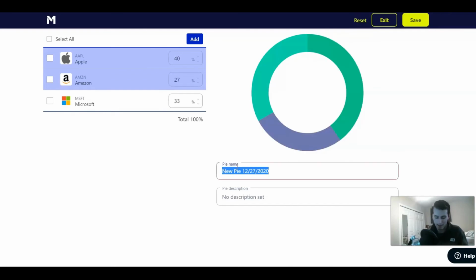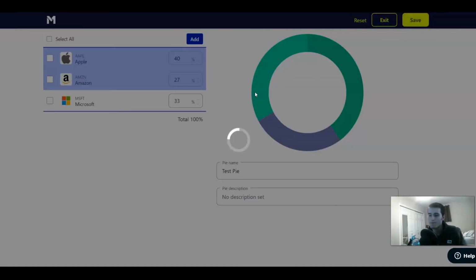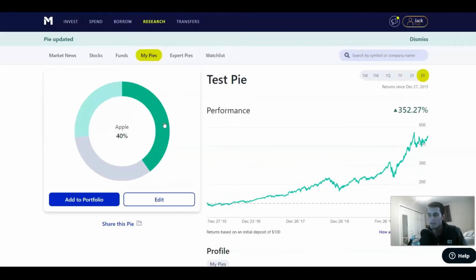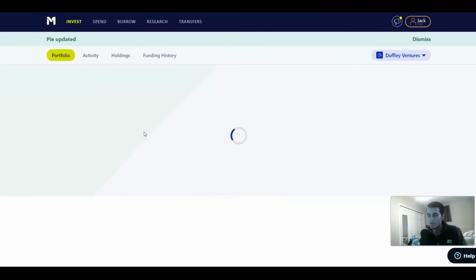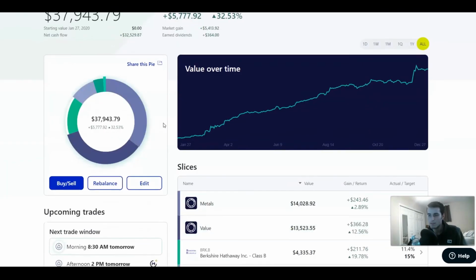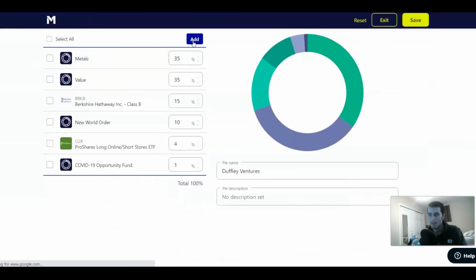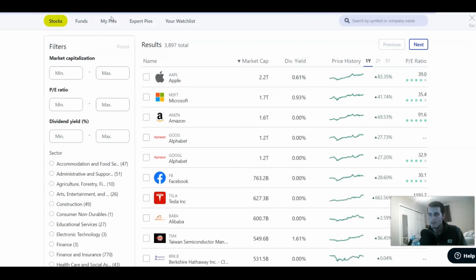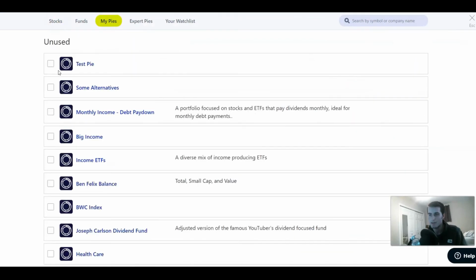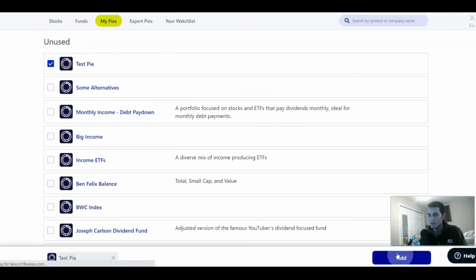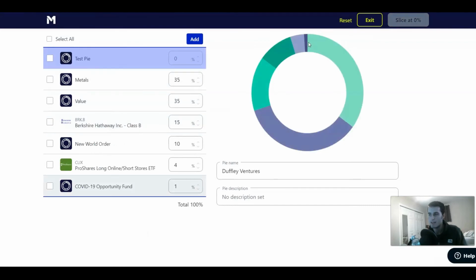I name this pie test pie, and then hit save. And then that pie is ready to go. And now what I can do is go back over to my investment account. You can see this is the original pie we were looking at earlier. I can hit edit here. Then I hit add and hit my pies up here at the top. And then there's test pie. And then I can hit add. And then ta-da, it's now in my main portfolio.